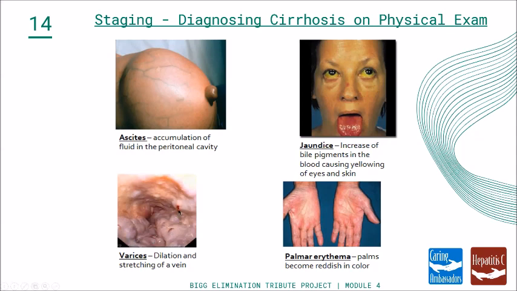And then palmar erythema is reddening of the hands. You can see that from some of the vascular changes that happen during cirrhosis. The palms of the hands become red, as the name implies. So if you see patients that have some of these physical signs or symptoms of liver disease, you would have a very, very high suspicion that these patients might have cirrhosis.